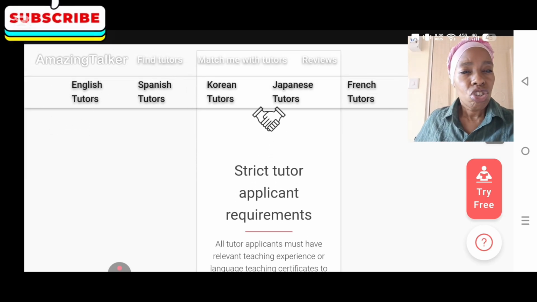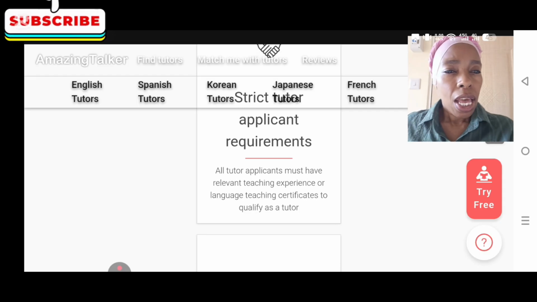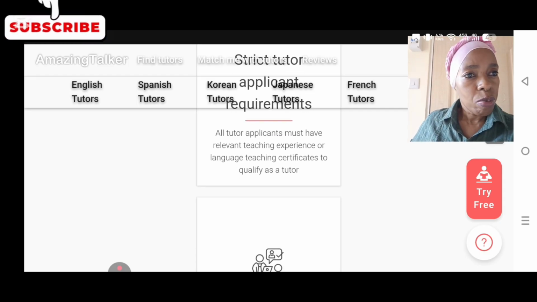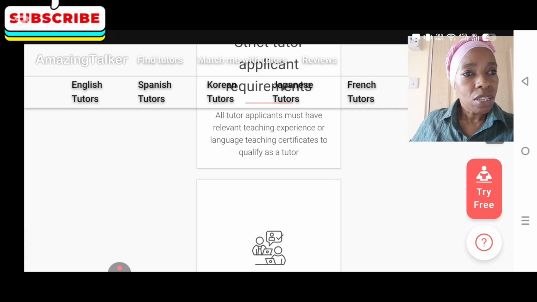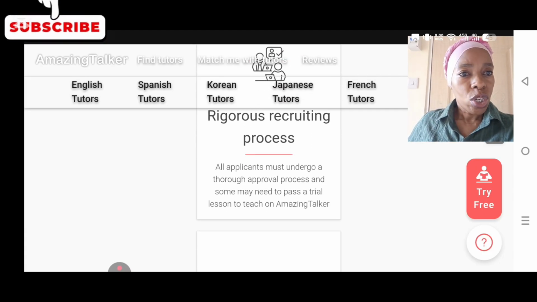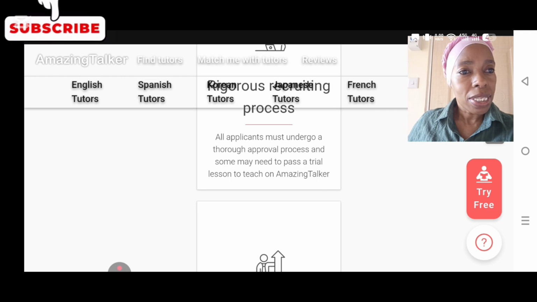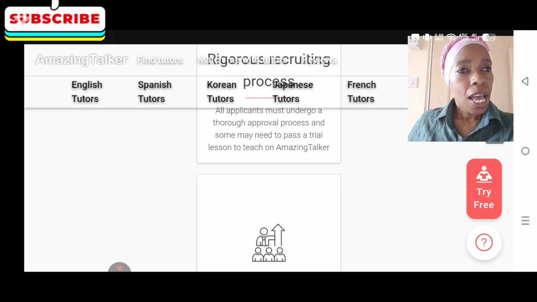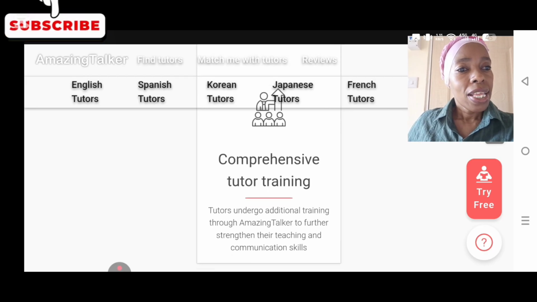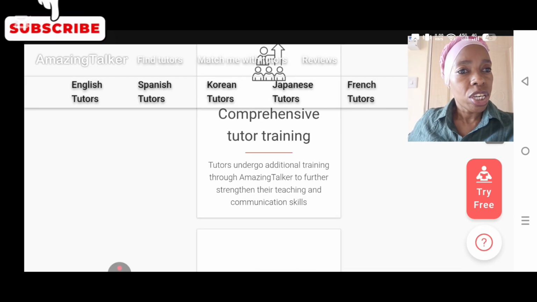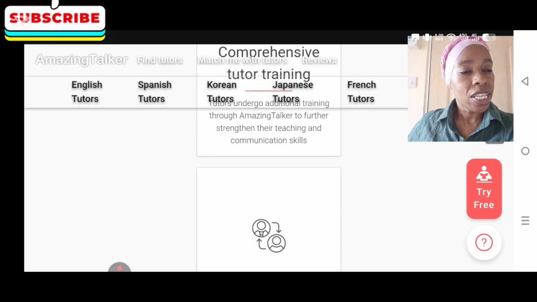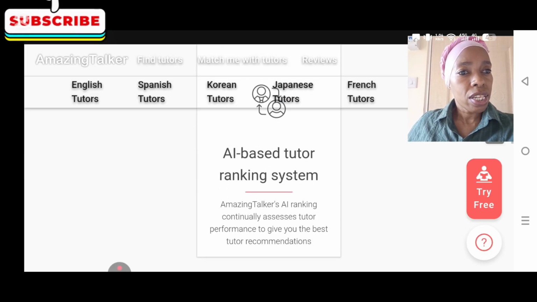They have strict tutor application requirements. One, all tutor applicants must have relevant teaching experience or language teaching certificate to qualify as a tutor. Two, rigorous recruitment process. All applicants must undergo a thorough approval process, and some may need to pass a trial lesson to teach on Amazing Talker. Three, comprehensive tutor training. Tutors undergo additional training through Amazing Talker to further strengthen their teaching and communication skills.